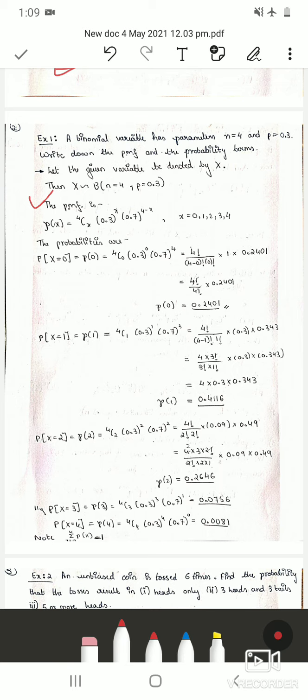Now we got the PMF. Along with this, they have asked to calculate the probability terms. Therefore the probabilities are, first we will calculate when x is 0, then we will see what is the probability when x is 1, when x is 2, when x is 3, and when x is 4. So you can see here I have written capital P, which denotes probability when x equal to 0. So P of x equal to 0 is equal to small p of 0, which is PMF.